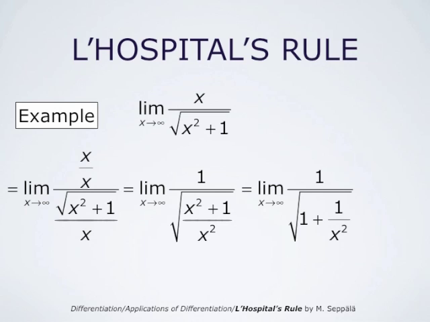Now this limit can be computed by direct substitution. We substitute x equals infinity, 1 divided by x squared becomes 0, and we get that the limit is 1 divided by the square root of 1, which is 1. So we conclude that the limit as x approaches infinity of x divided by the square root of x squared plus 1 is 1, but that this cannot be computed by L'Hopital's rule.